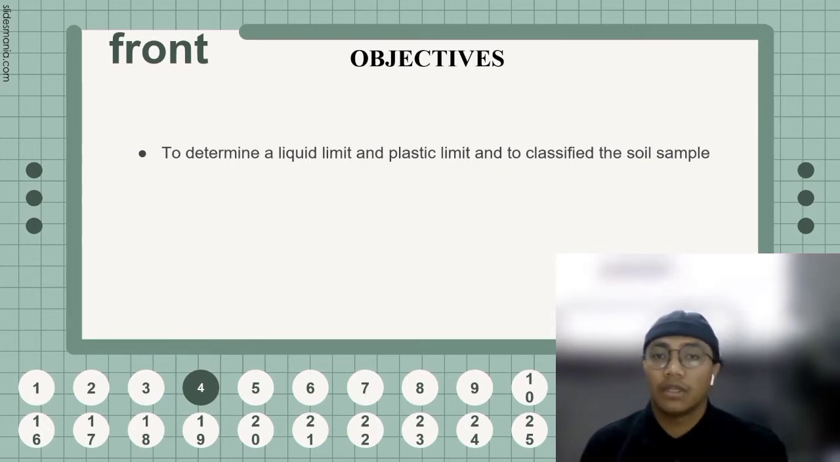So, the objective is to determine the liquid limit and plastic limit and to classify the soil sample.